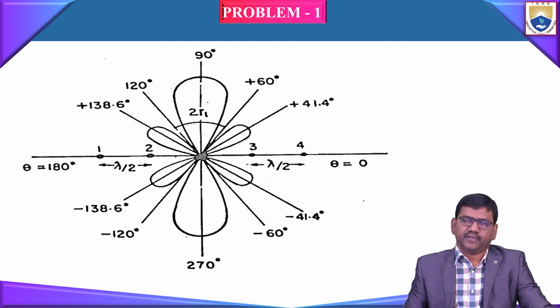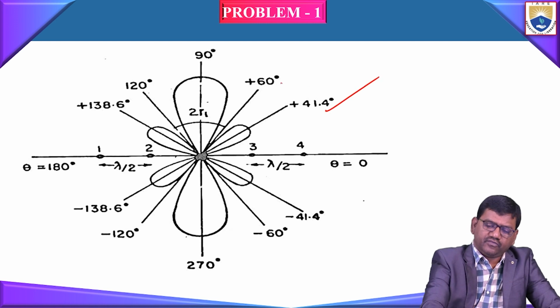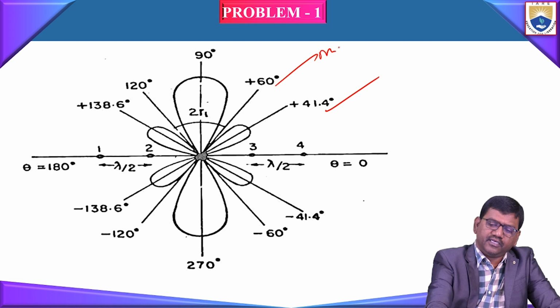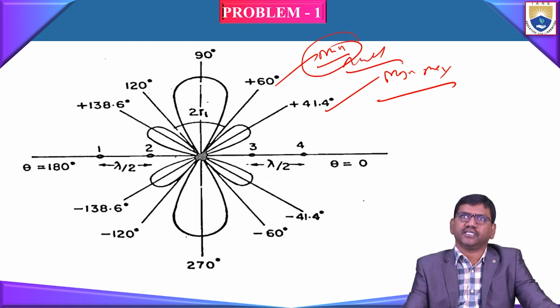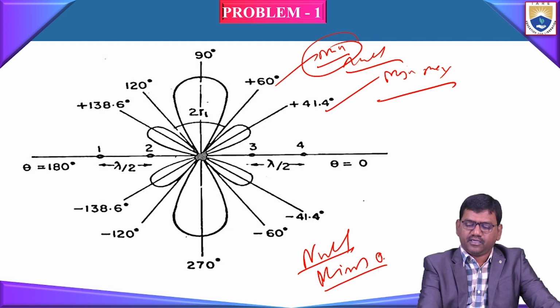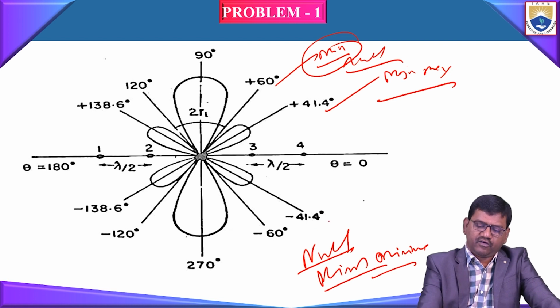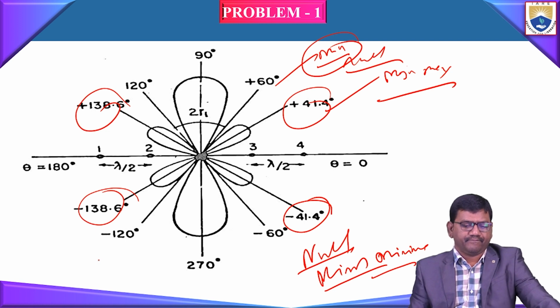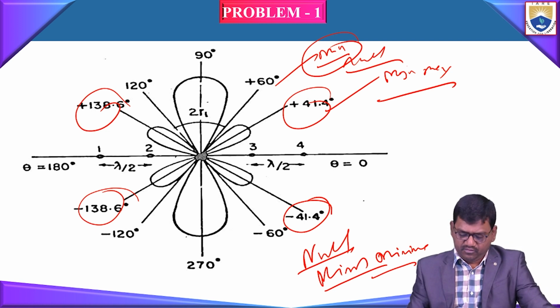So like this, we can draw the radiation pattern for a broadside array here. You can see here 41.4, 60 minor lobe maxima. And these are known as minor lobe minima here. These are minor lobe maxima here. These are known as nulls. Null means there is no radiation in the direction of 60 degrees and 120 degrees, hence the name null. These nulls are also known as minor lobe minima. So we are having here 41.4, 138.6, minus 138.6. So these are known as the minor lobe maxima.